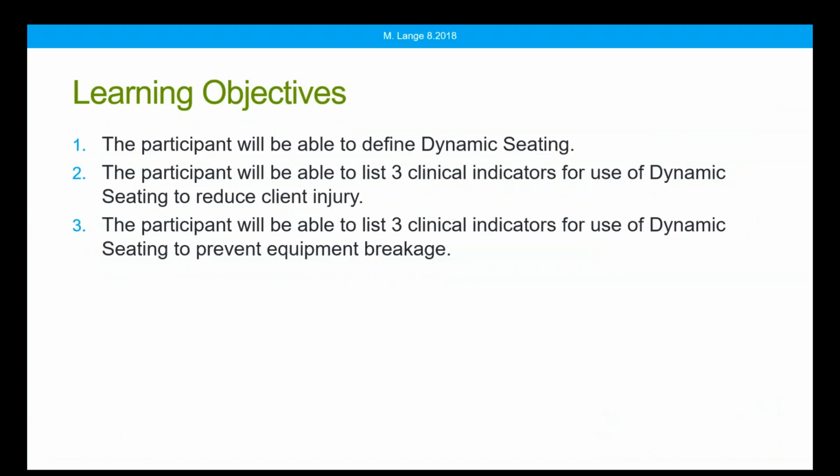We have some learning objectives here. This is a CEU approved course. First, the participant will be able to define dynamic seating. Second, the participant will be able to list 3 clinical indicators for use of dynamic seating to reduce client injury. And third, the participant will be able to list 3 clinical indicators for use of dynamic seating to prevent equipment breakage.